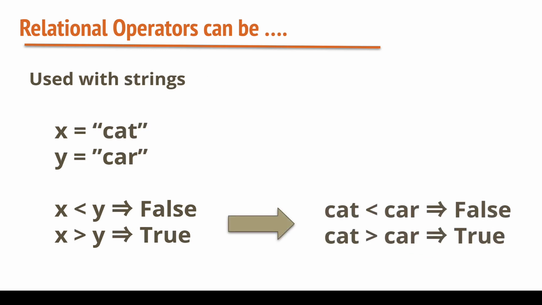So we could also do it with strings as well. So here we have x is equal to cat, y is equal to car, and if we do the same thing, cat is less than car, which is false. Now you're going to say, why would that be false? Because if we basically look in a dictionary, cat is going to be greater than car because it comes later in the alphabet.